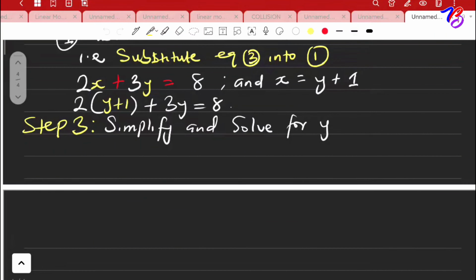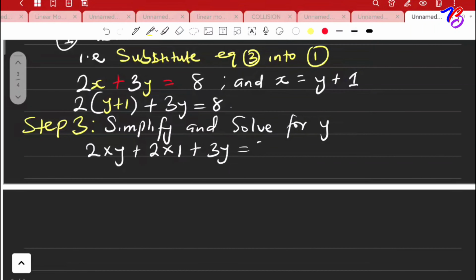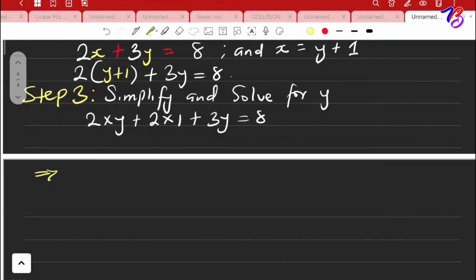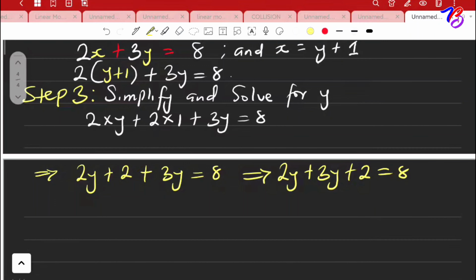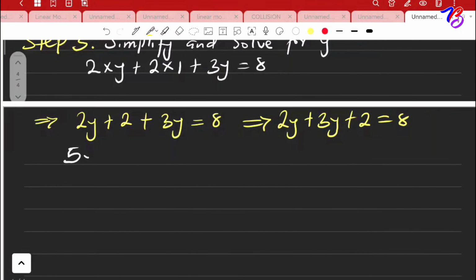Step 3, we simplify and solve for y. We now have 2 multiplied by y plus 2 multiplied by 1 plus 3 multiplied by y is equal to 8. Simplifying, 2y plus 2 plus 3y is equal to 8. Let's collect like terms by rearranging. We'll have 2y plus 3y plus 2 is equal to 8, so that we have 5y plus 2 is equal to 8. Collect like terms now, CLT.